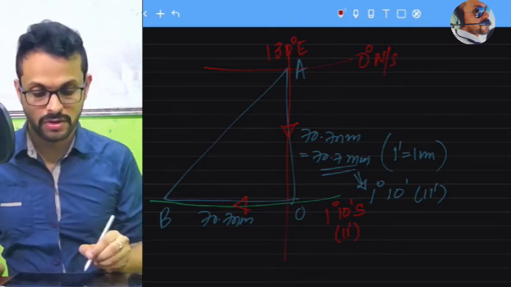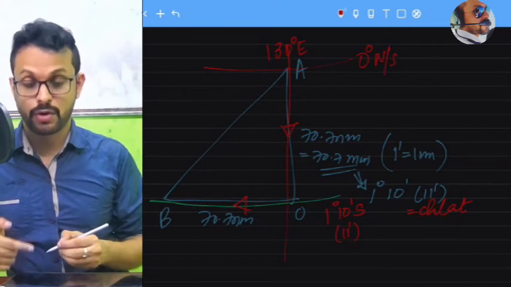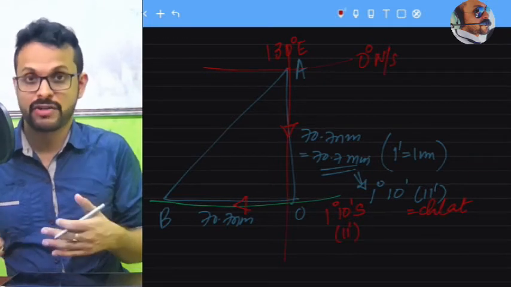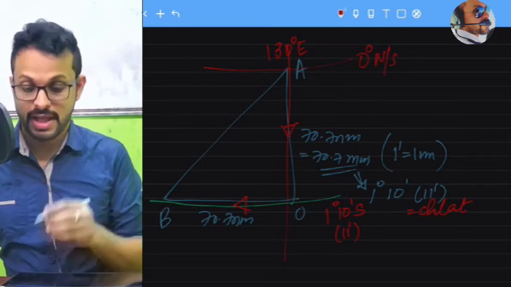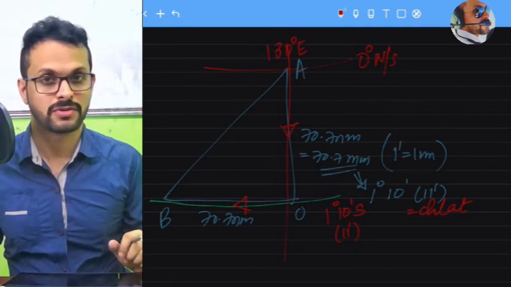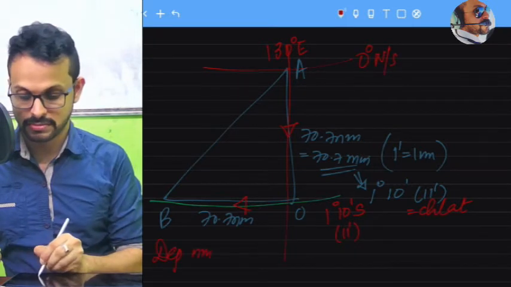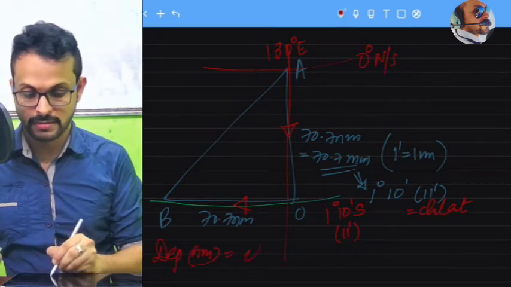So what we got here is nothing but the Chilat, right? And what we're going to find out while traveling from O to B is the Chilong, right? And here is when, for the first time in this question, we use the departure equation. So departure equation, we know departure in nautical miles is nothing but Chilong.